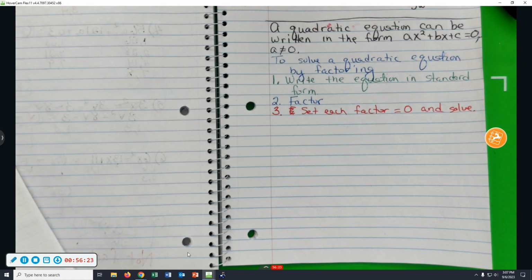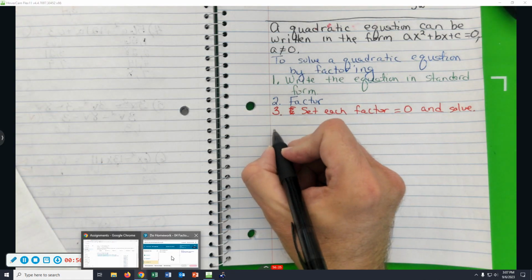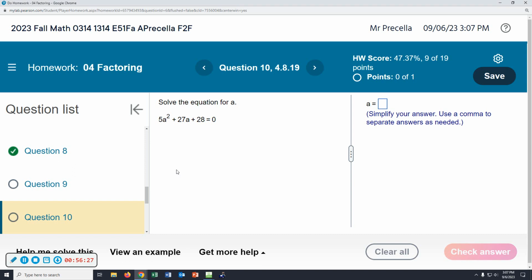Okay. So let's do number 10 now. What was that problem? 5a squared plus 27a plus 28 equals 0.